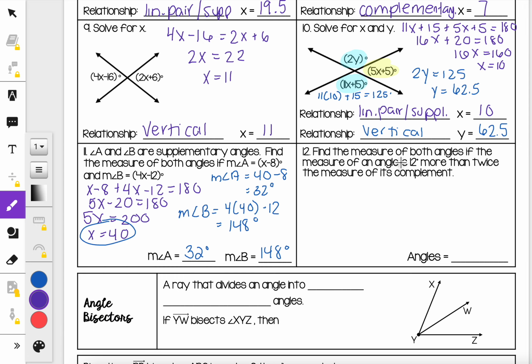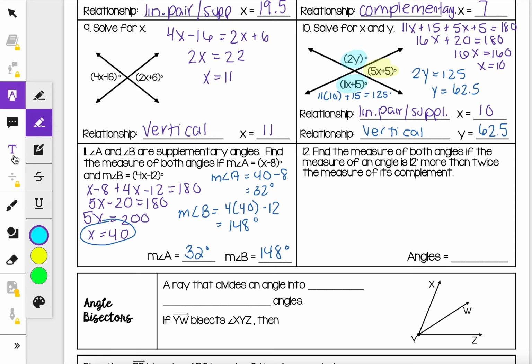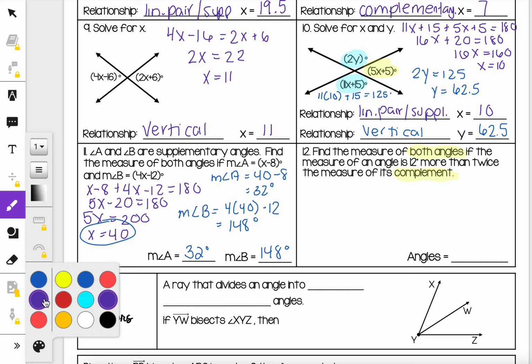Okay. Now for number 12 is a common type of problem. It says find the measure of both angles if the measure of one angle is 12 more than twice the measure of its complement. So the wording here is a little tricky, but some key things that are going to be important is we have 2 angles. So it says both angles, which means we have 2, and they are complements of each other. All right, so if they're complements of each other, they're going to be complementary.